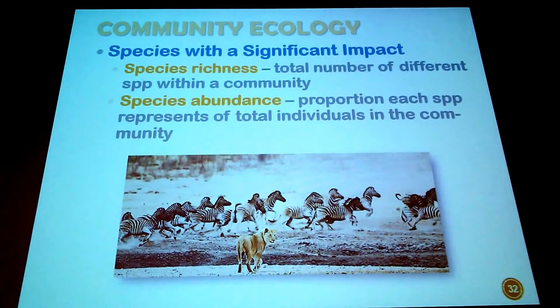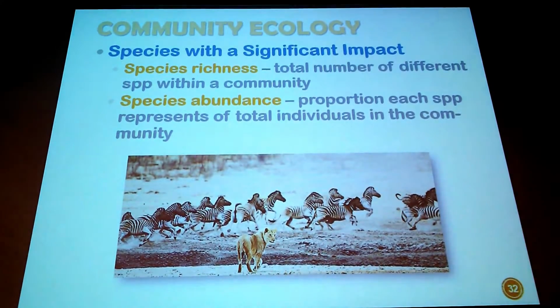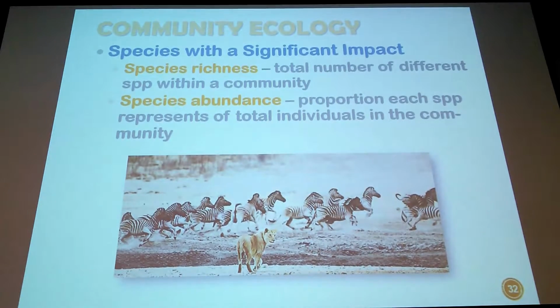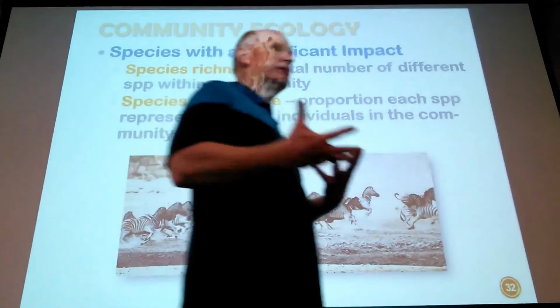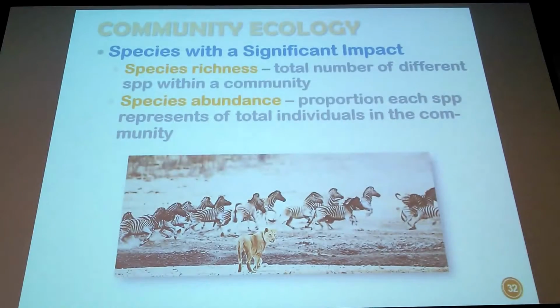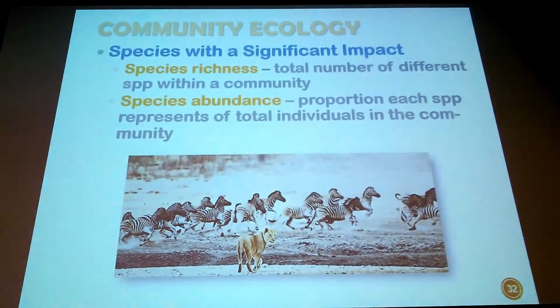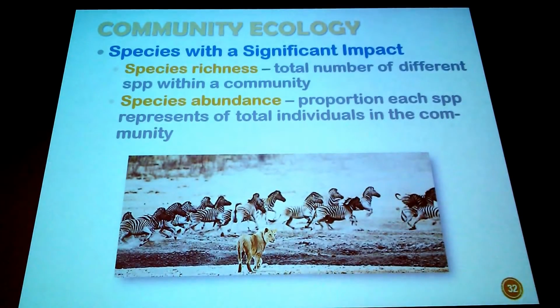Okay, species richness and species abundance. I think we've talked about this before. If not, here we go. Total number of different species within a community, species richness. How many different kinds of animals do you have living in a given area? Again, the more different kinds you have, the greater the species diversity.